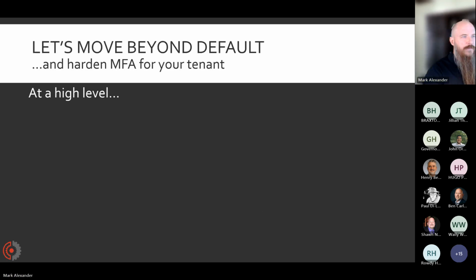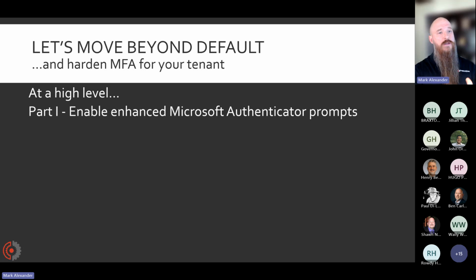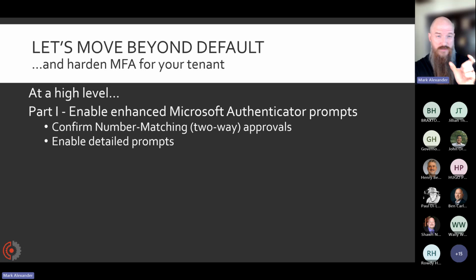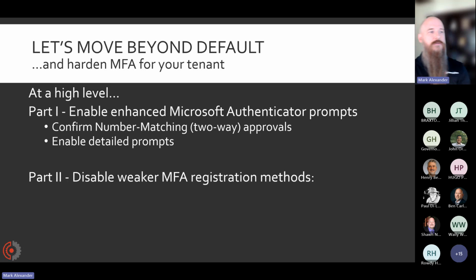So, like I've said before, let's move beyond defaults, right? And let's harden your tenant. What we're going to do at a high level for today's presentation is, in part 1, talk about enabling those enhanced Microsoft Authenticator prompts. As part of that process, we're going to make sure that you have a two-way match configuration. And then we'll talk about the specifics on enabling those detailed pieces of your prompts.